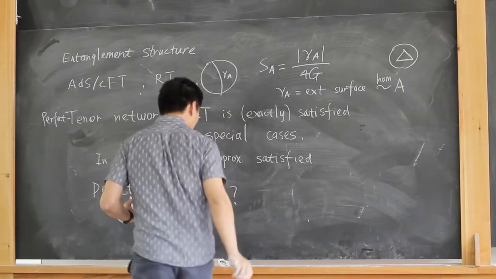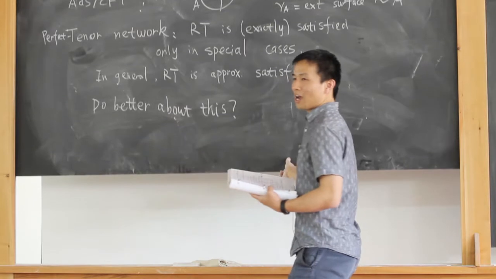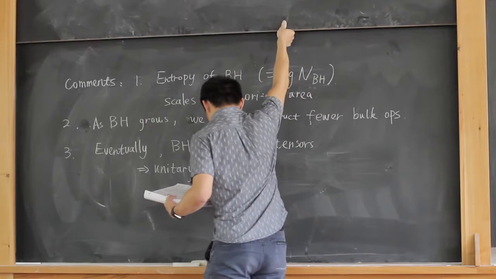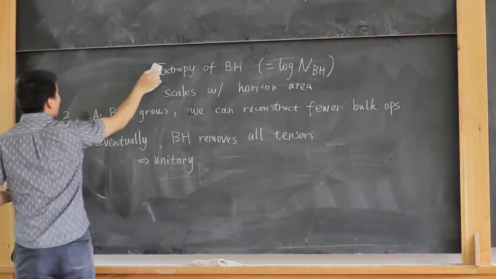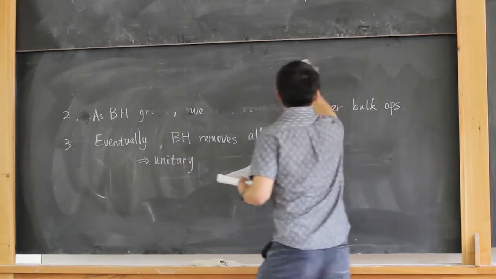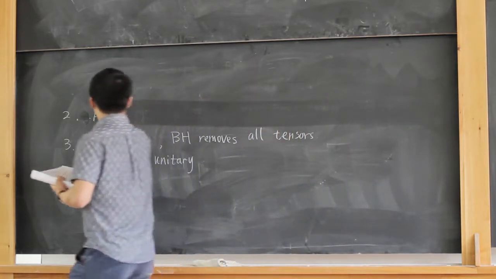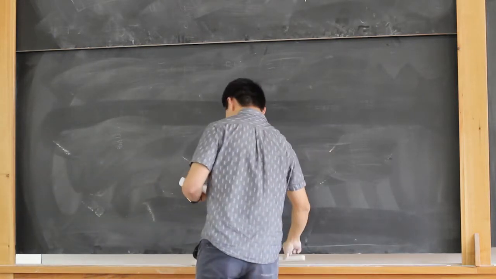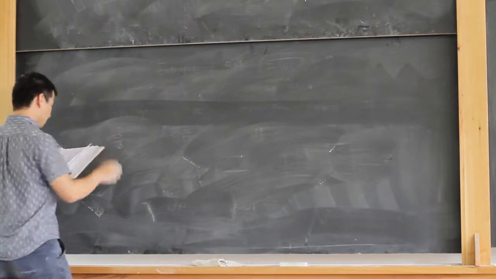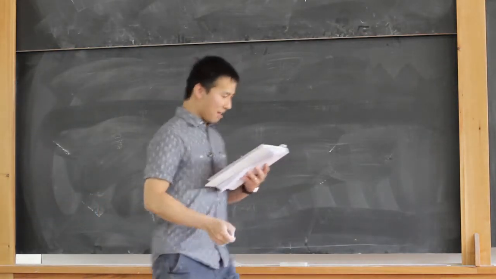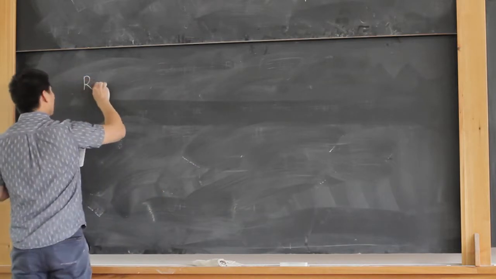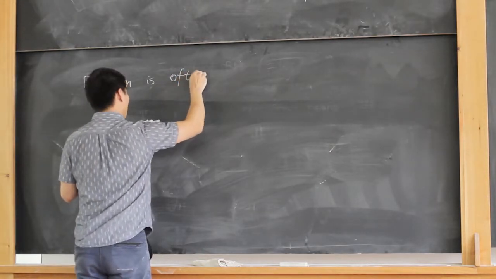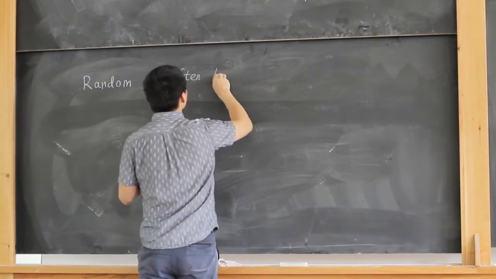And this naturally leads to a second kind of tensor network. The answer to this is yes. We can actually find another type of tensor network that satisfies the Ryu-Takayanagi formula better, in a more exact way. And as is always true for many other aspects of life, random is often simpler, and even sometimes perhaps better than perfect.